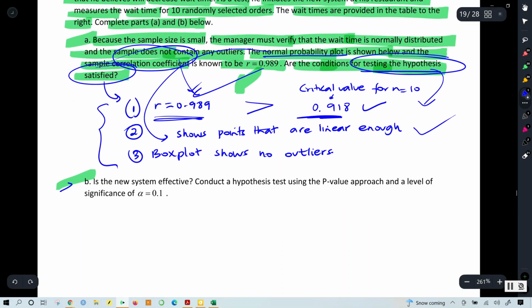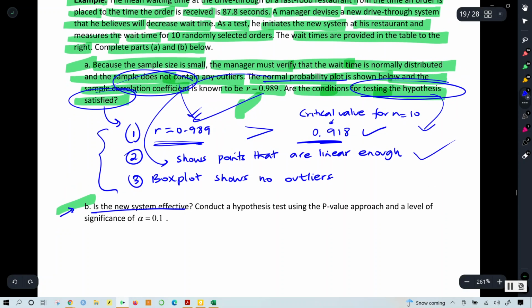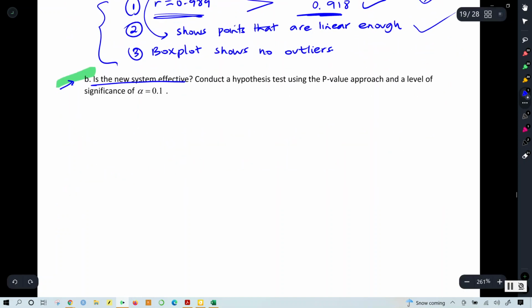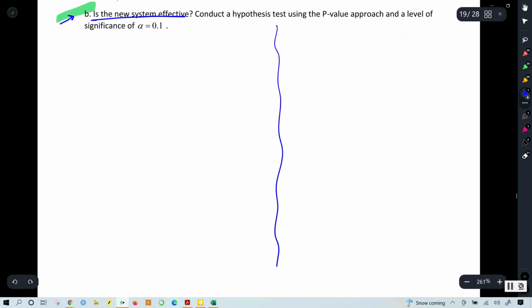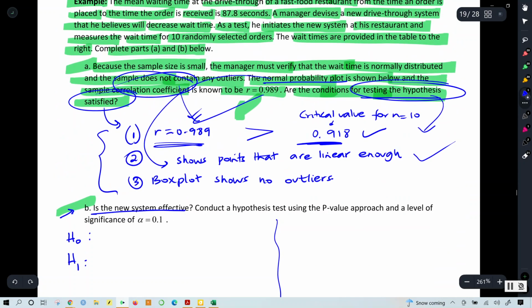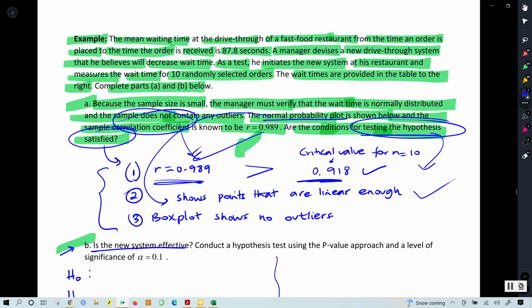Then the next thing is, to conduct the hypothesis test proper, I need to answer the question, is the new system effective? That means, first of all, I'm going to split this into 2. I need to set up my null and alternative hypothesis based on the context of the problem. Remember that initially, the guesstimate is that it is 87.8 seconds.